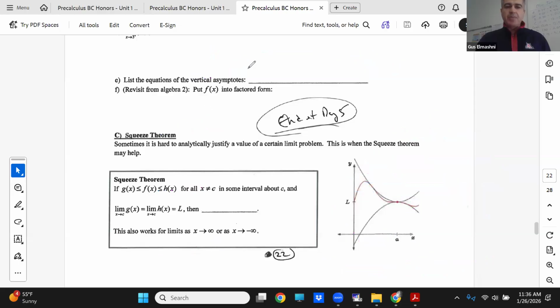So what are my asymptotes? X equals -3 and X equals 3. I already put it in factor form for you guys, so we're good there. We don't have to write that again.